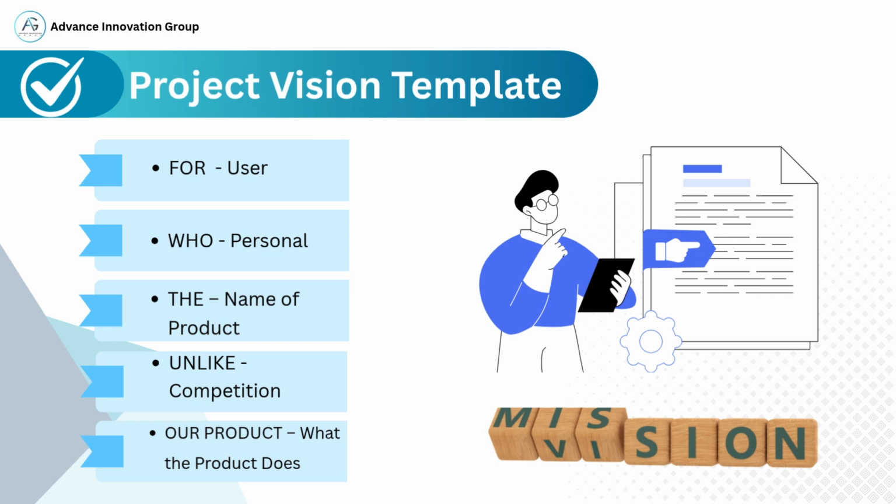Let's take a quick example. For working parents who want to shop efficiently, the VM Foods grocery app, unlike regular grocery apps, our product offers fast delivery with personalized recommendations.